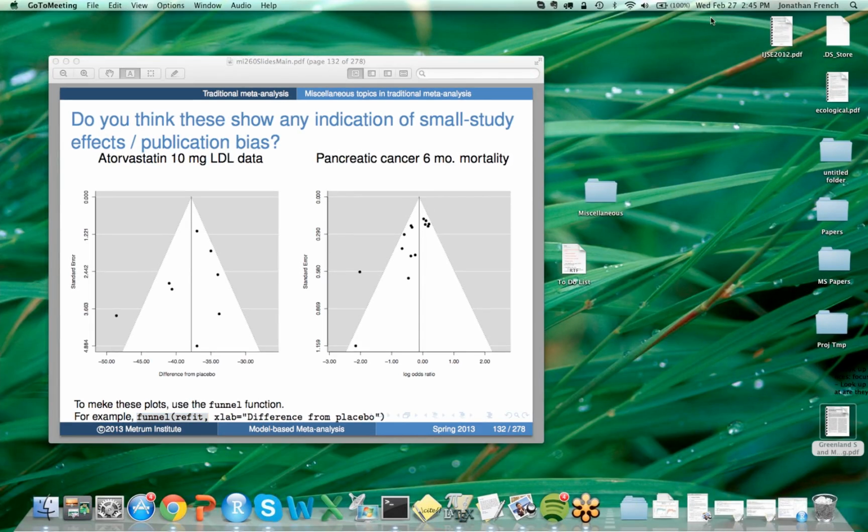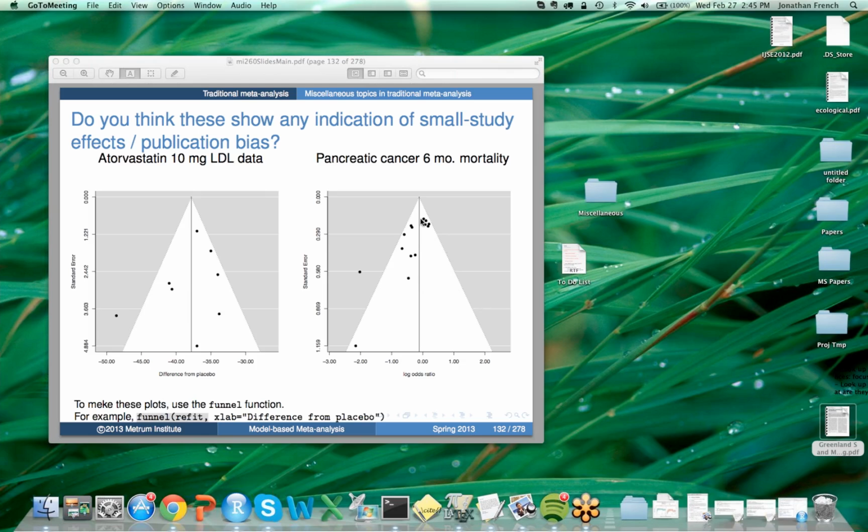So I would say, it's difficult to really say with so few studies, but it seems to my eye that perhaps there's a bit more evidence in the pancreatic cancer analysis than there is in the atorvastatin analysis. But again, with this small number of studies, it's a little bit hard to say.